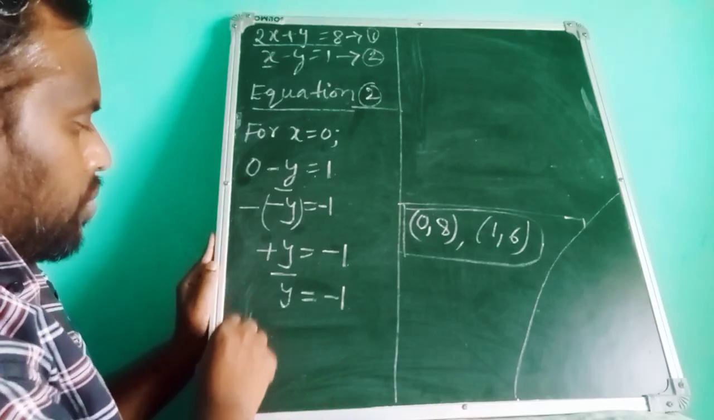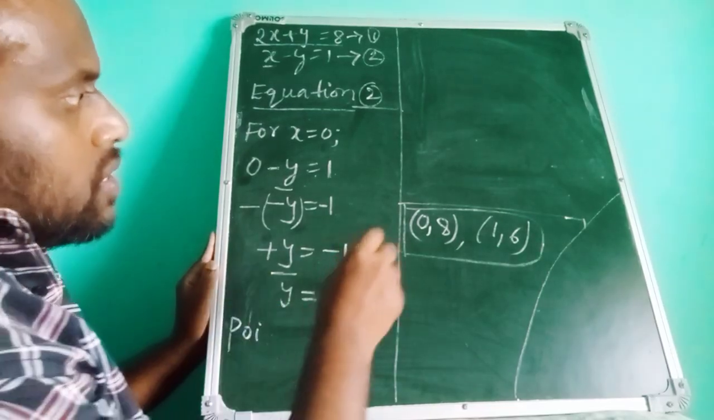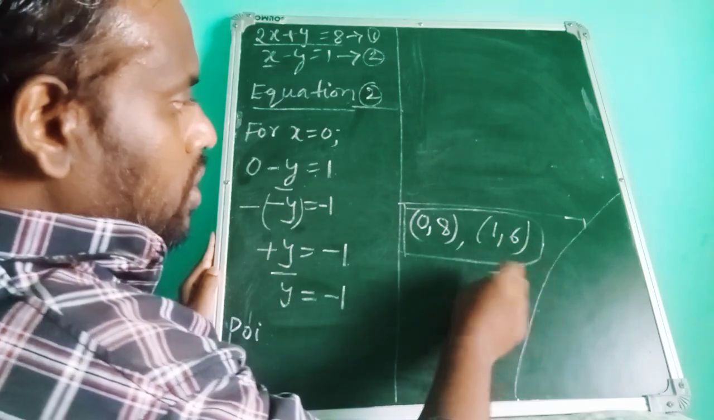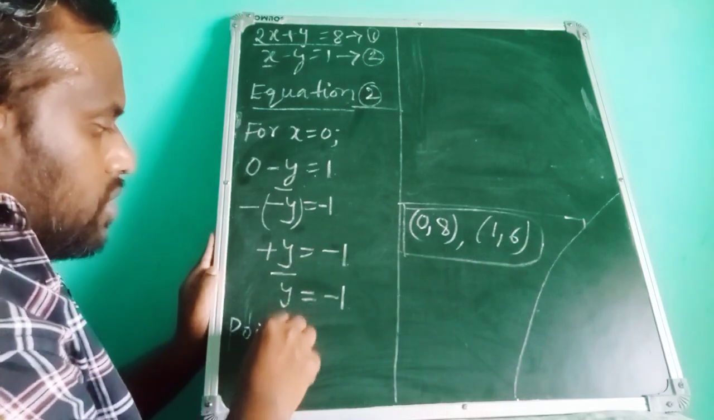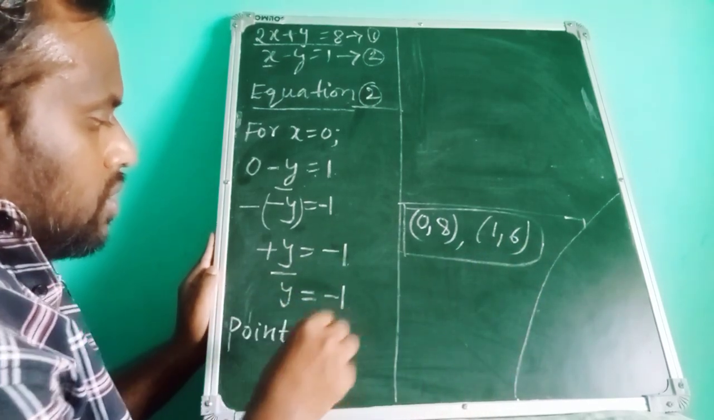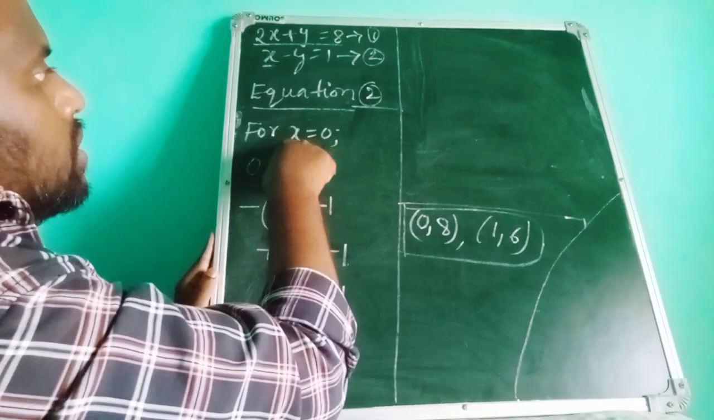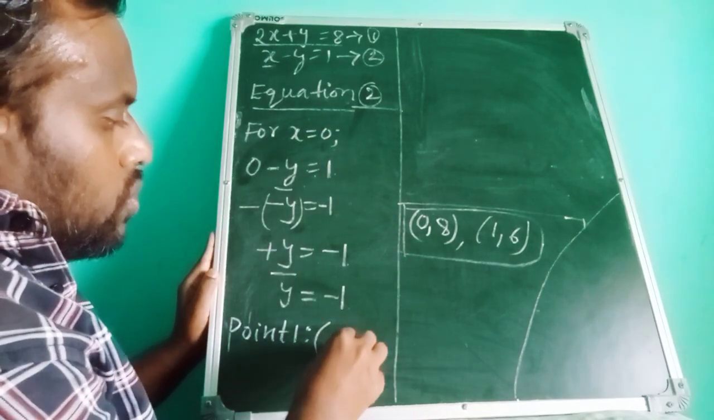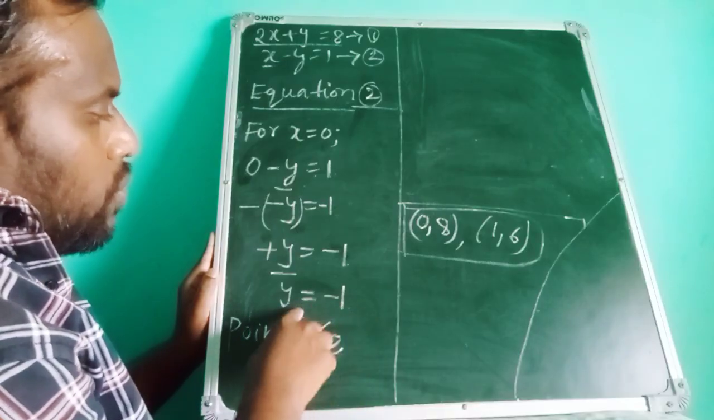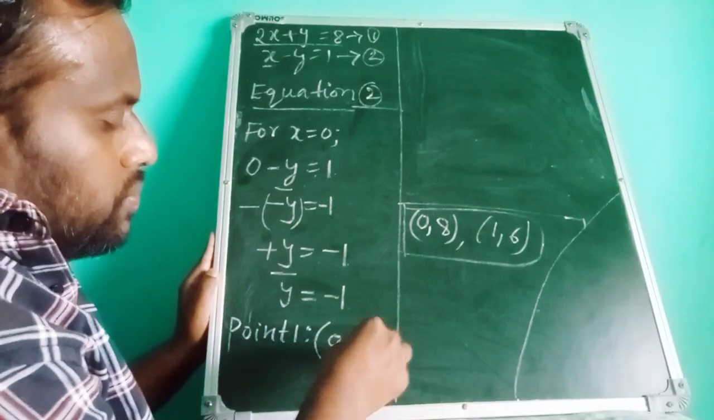Okay. Now write point 1. See, I will first finish this. Point 1 is, open the bracket, first write the x value. X is equal to 0, so 0, comma, next y value, y is equal to minus 1.